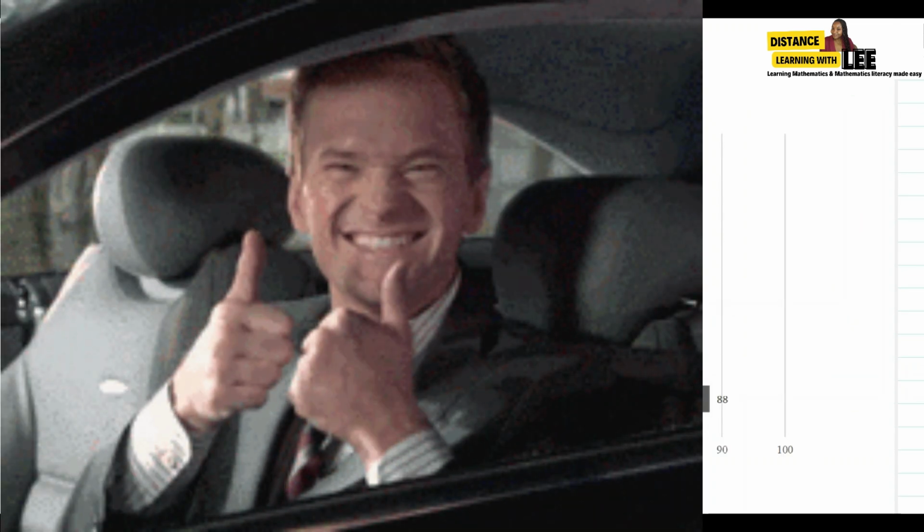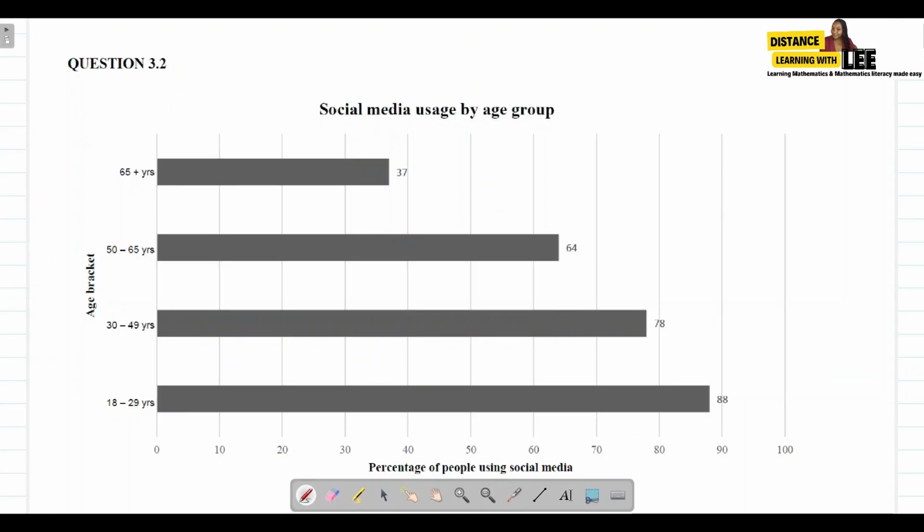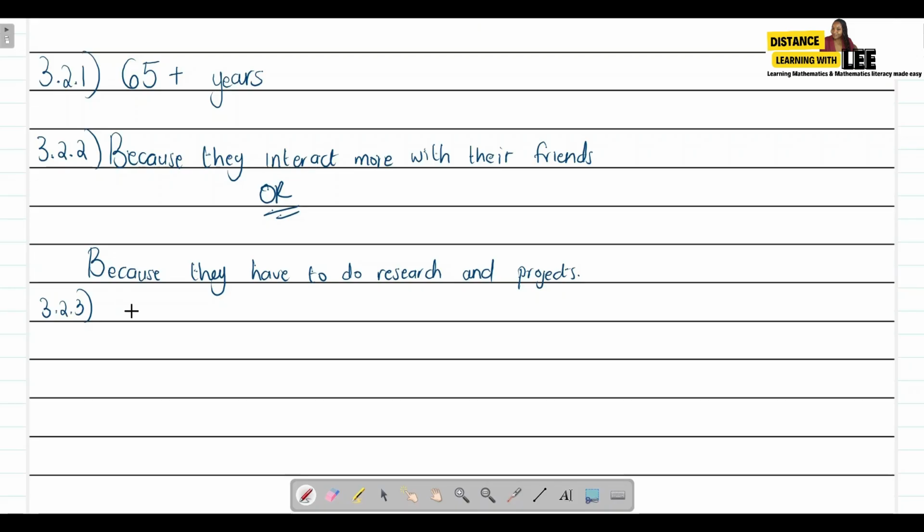So how many percentages are we given here? We're given 1, that's 37%, 2, 64%, 3, 78%, and 4, 88%. So in this case, our n is equal to 4. To determine the mean, which is also known as your average, we are going to sum up all the percentages that are given to us.